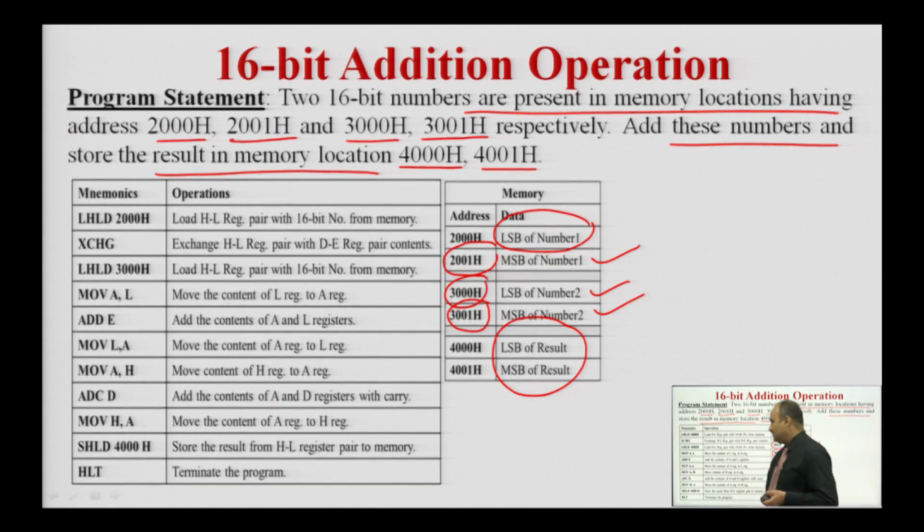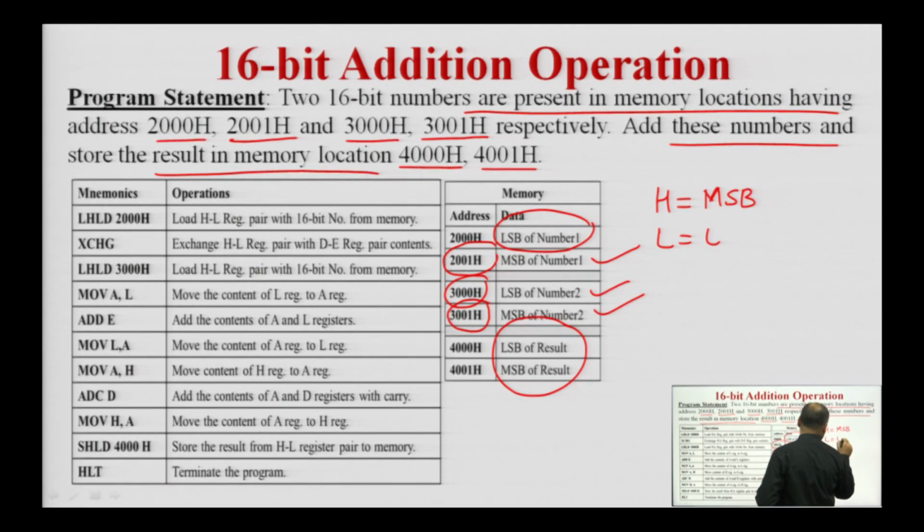So, here with the help of instruction LHLD 2000 H, this instruction will load the 16-bit number from the memory, that is 2000 H and 2001 H, into the HL register. So, after the execution of this instruction, the H register will have the MSB and L register will have the LSB of number 1.